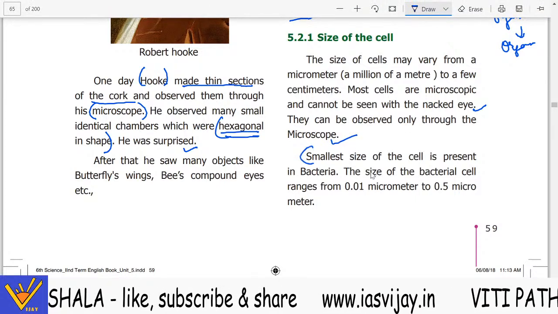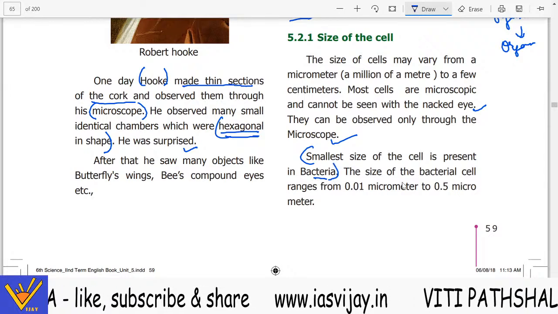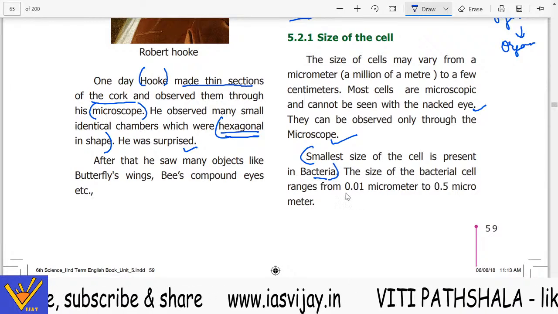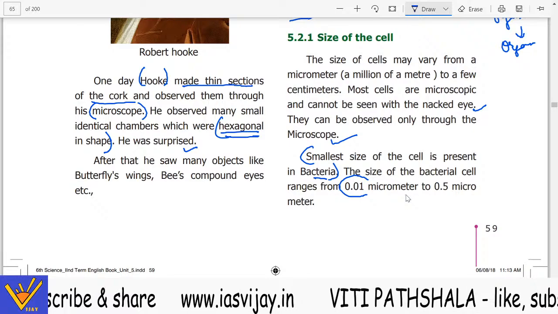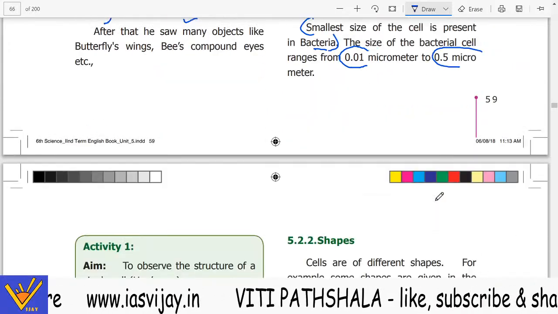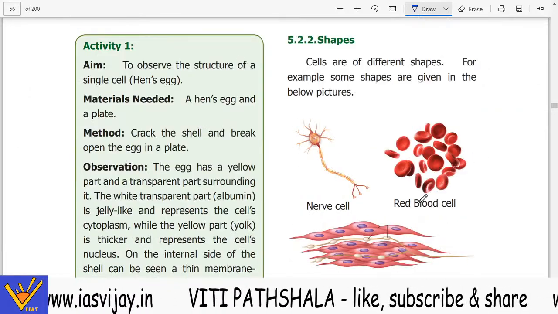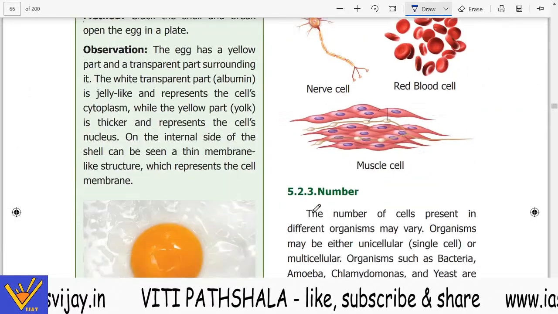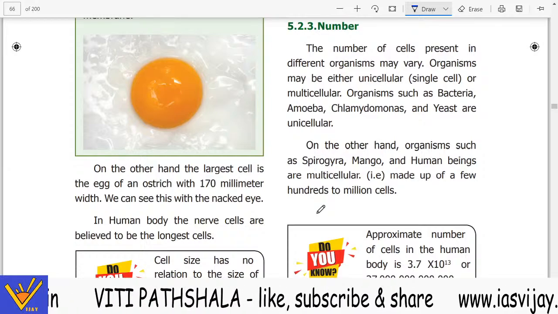Now the smallest size of cell is present in bacteria. The size of the bacterial cell ranges from 0.01 micrometer to 0.5 micrometer. Now they have given an activity. We are not concerned with the activity.